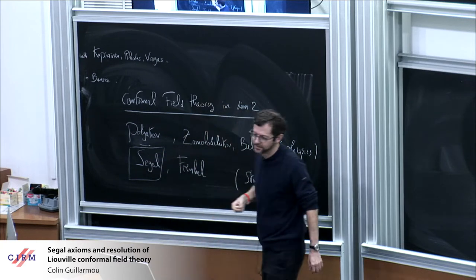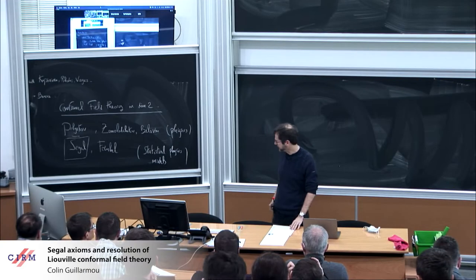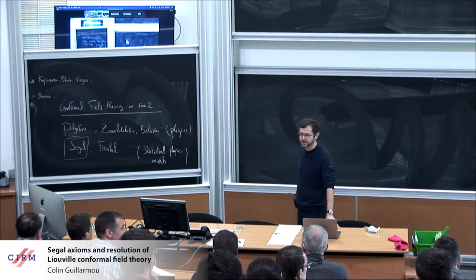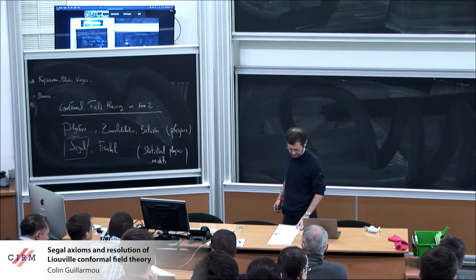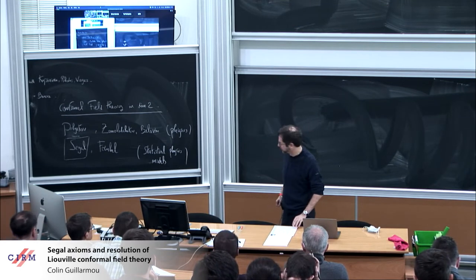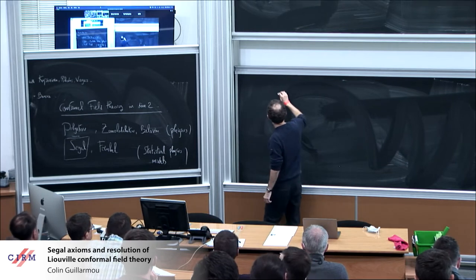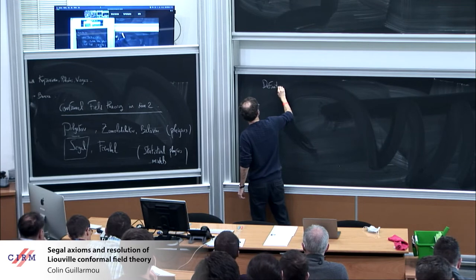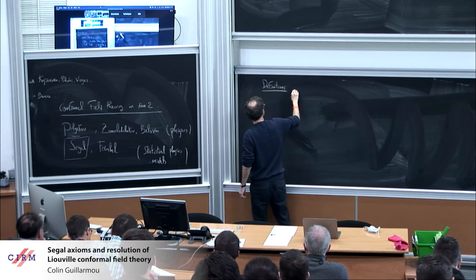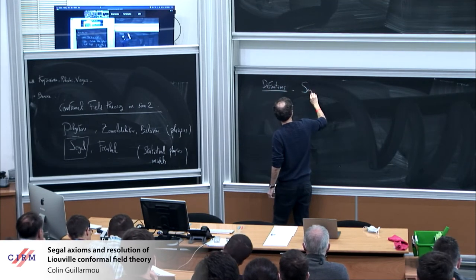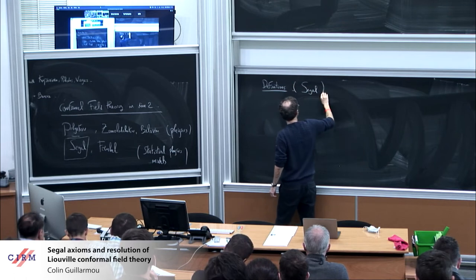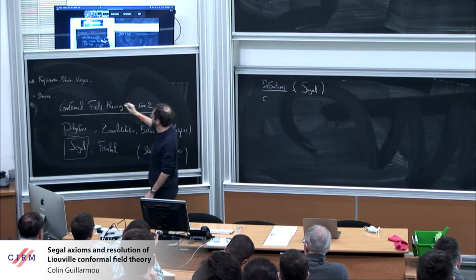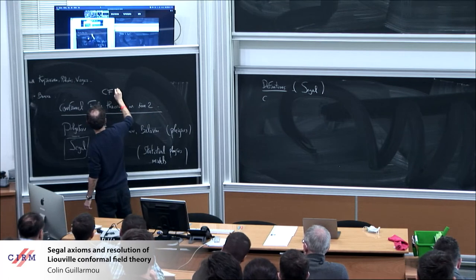So this is what we did for one model at least in this work, and we use a probabilistic method that we combine with scattering theory and geometric tools. So let me start with definitions, which go back to Segal, of a CFT. I will always write CFT for conformal field theory.